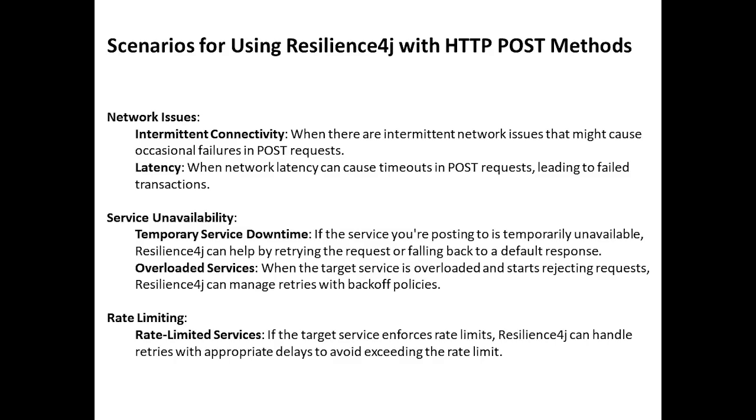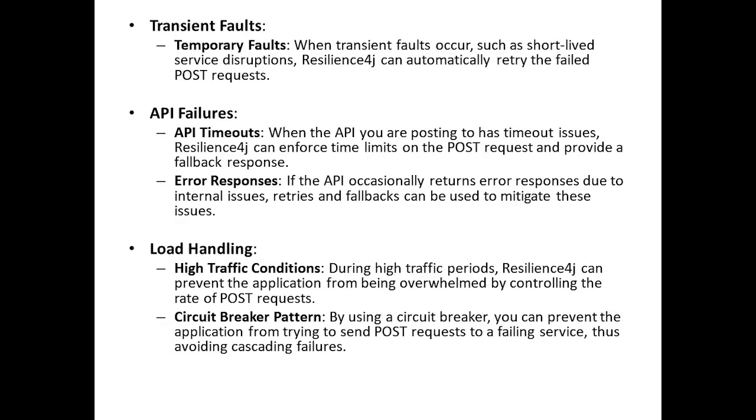Rate limited, like if the target service, in the sense user producer, enforces rate limit, then Resilience 4J can handle retry with appropriate delays to avoid exceeding the rate limit. Also it can be transient faults. When short-lived service disruption, Resilience 4J automatically retries the failed post request. If API gets failure like timeout or error response, then we can use Resilience 4J at post calls. Along with that, at load handling like high traffic conditions or circuit breaker patterns, also we can use Resilience 4J at post call.